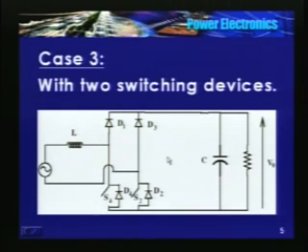In the second half, or the negative half, I will close S2. Now the potential of B is higher than A in the negative half, so current will flow through S2, D4, L, back to source.